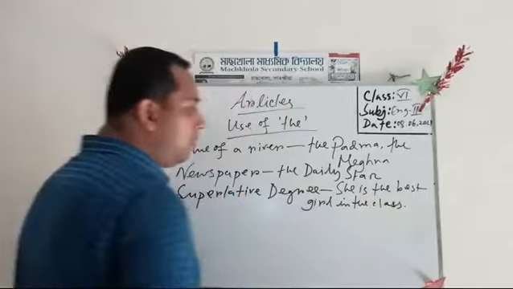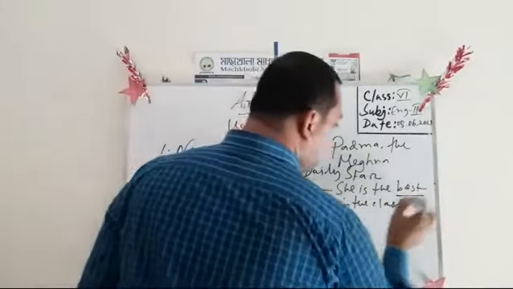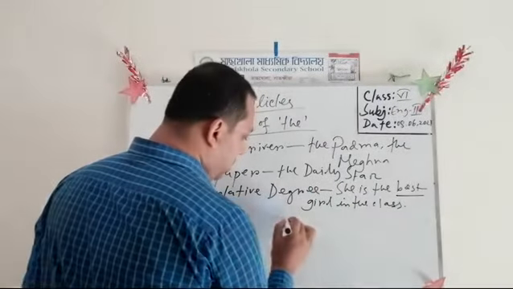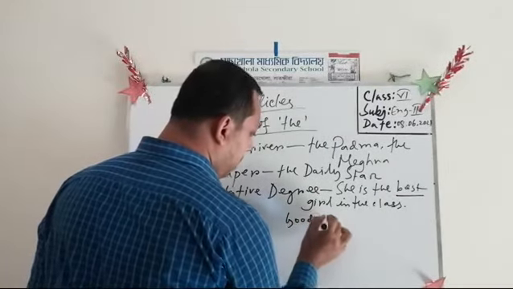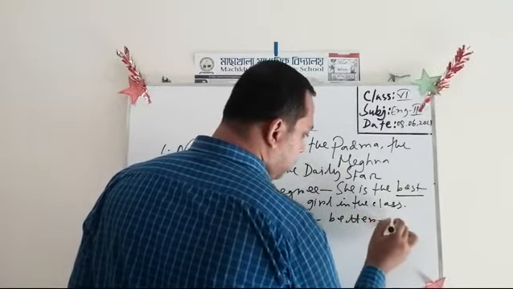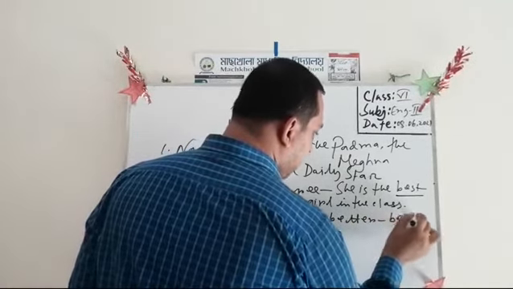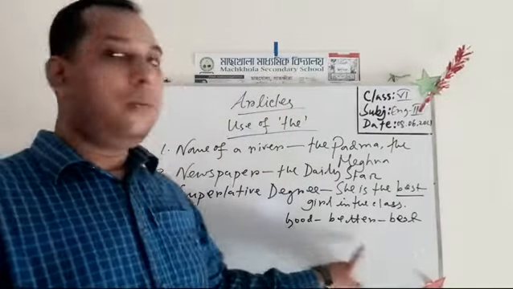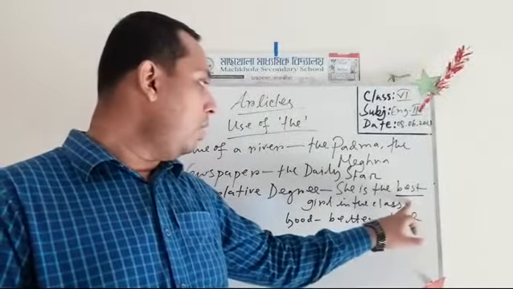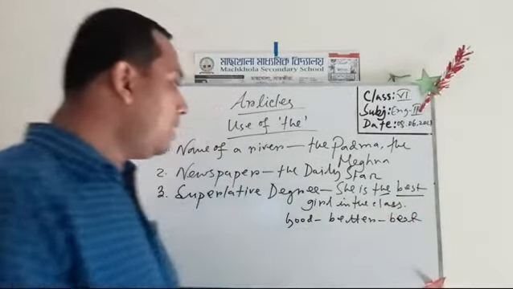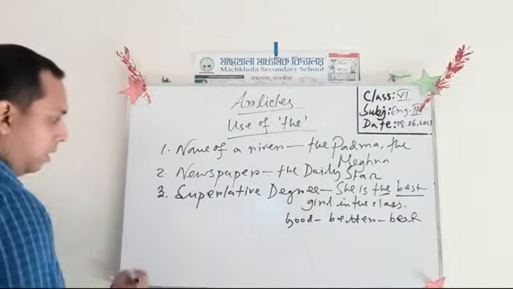So you see, best is the superlative form of what? This is good, better, and superlative form is the best. So look at the form: positive, comparative, and superlative. So this is the superlative form, that's why it takes the. Okay, she's the best girl in the class. Okay, number four.